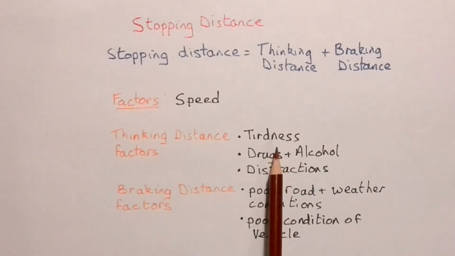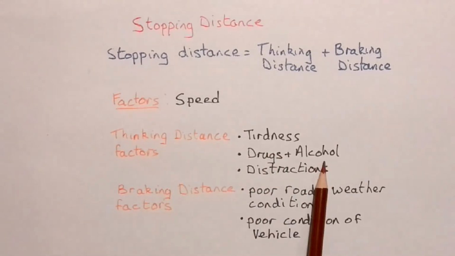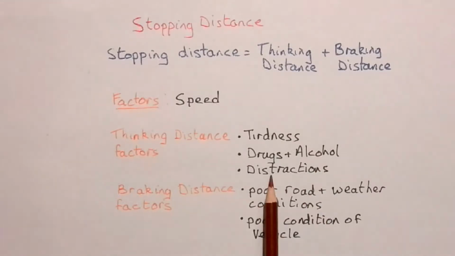The three things which affect the thinking distance are tiredness, drugs and alcohol. You may give examples of individual drugs, it doesn't matter, but that's all you need. And distractions. Again, you may give individual examples, but it is not required.